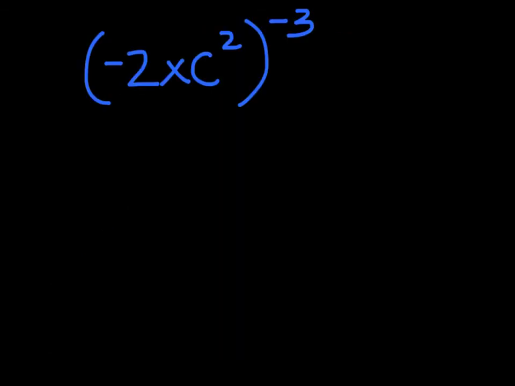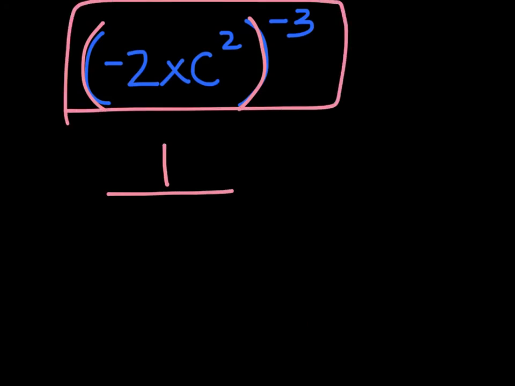Let's look at another one like this. So I have all of this to the negative third power. So right away I'm going to flip it. So I'm going to put 1 over all of this to the positive third power. So negative 2, x, c squared, to the positive third.